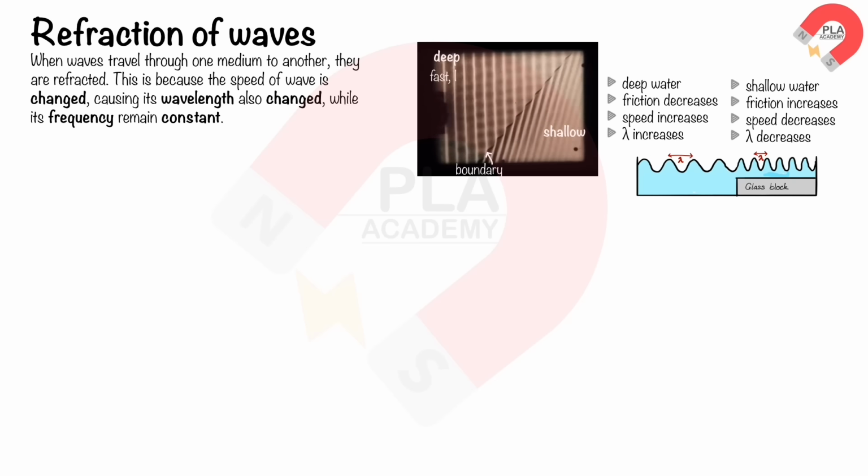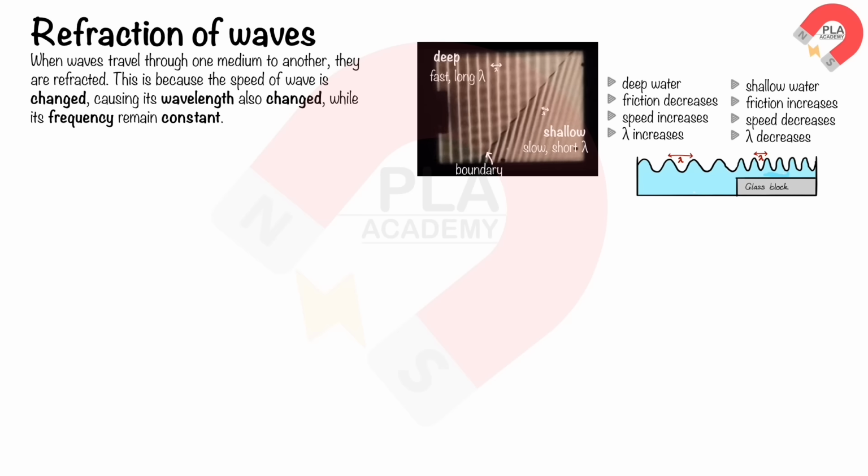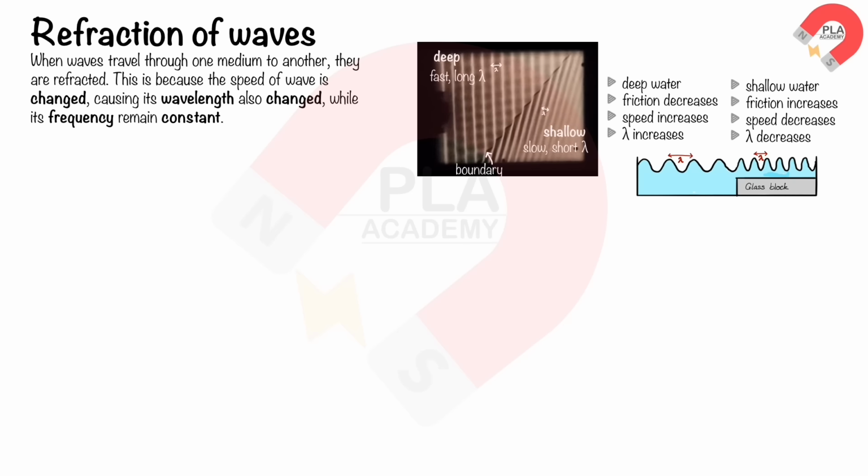The incident wavefronts travel from deep water to shallow water. The wave speed decreases, causing the wavefronts to bend toward the normal line, and they are close together. This causes the wavelength to decrease. Candidates should be able to draw the diagram of the refraction of waves.